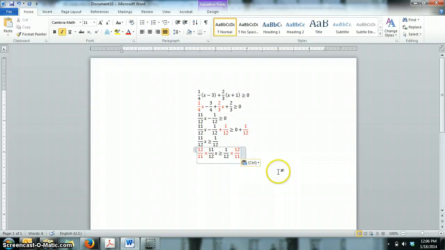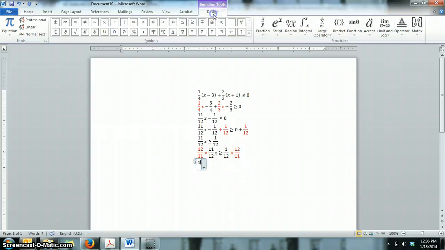And what we get here is these two cancel out, and we just get x, and then this greater than or equal sign comes down. And 1 over 12 times 12 over 11 is going to be 1 over 11. And so I think the problem that we were getting stuck on was up here, when it's equal to 0, just move that stuff over to the other side.